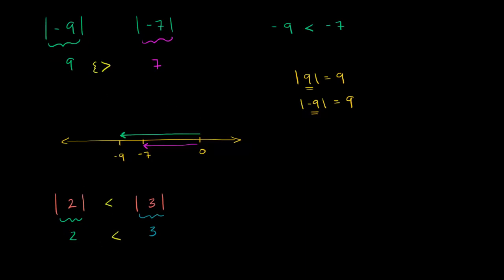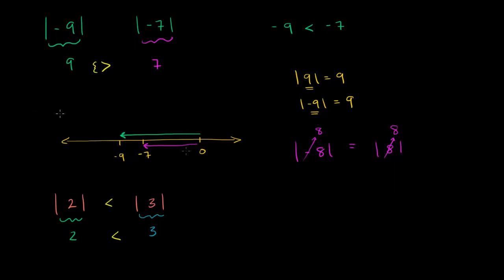Let's say you wanted to compare the absolute value of negative 8 to the absolute value of 8. Well, one way to think about it is that they are both 8 away from 0. This is 8 to the left of 0. This is 8 to the right of 0. So both of these things evaluate to 8. The absolute value of negative 8 is 8. The absolute value of 8 is 8. And so clearly 8 is equal to 8.